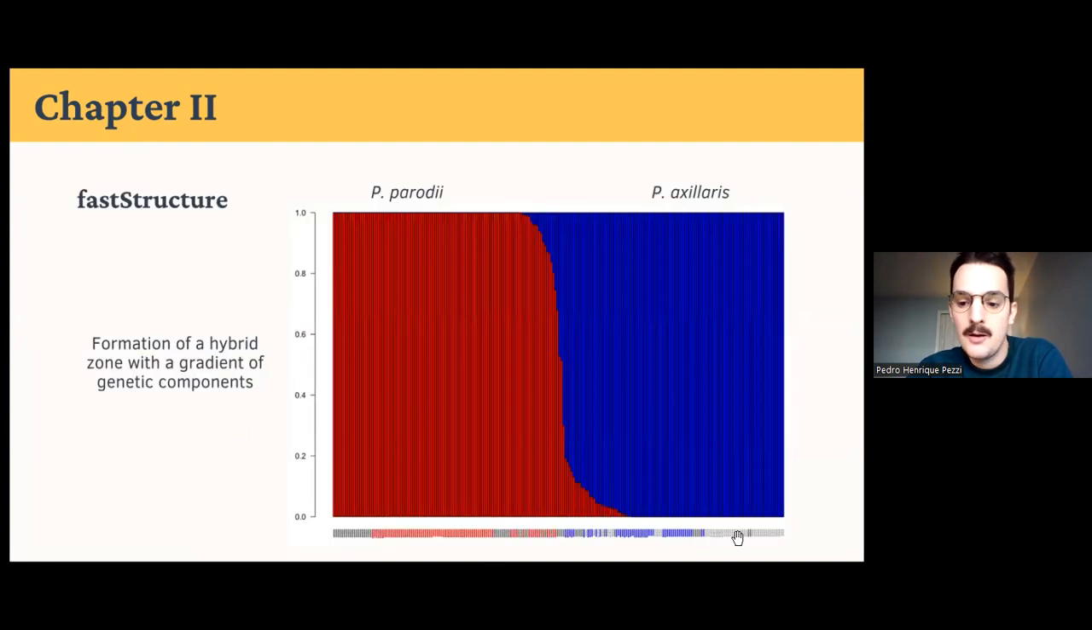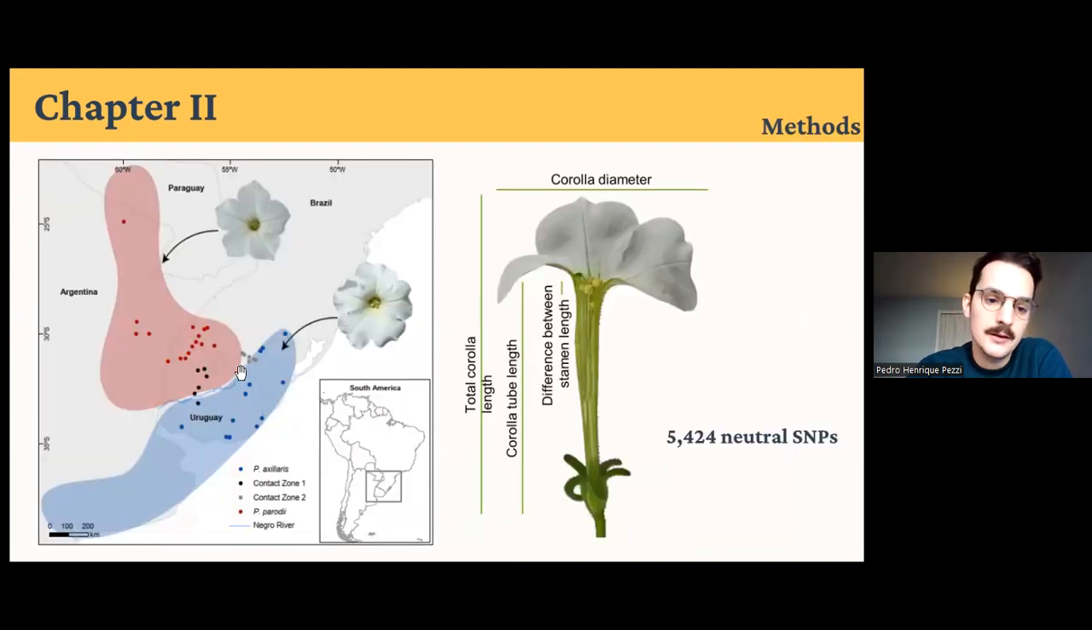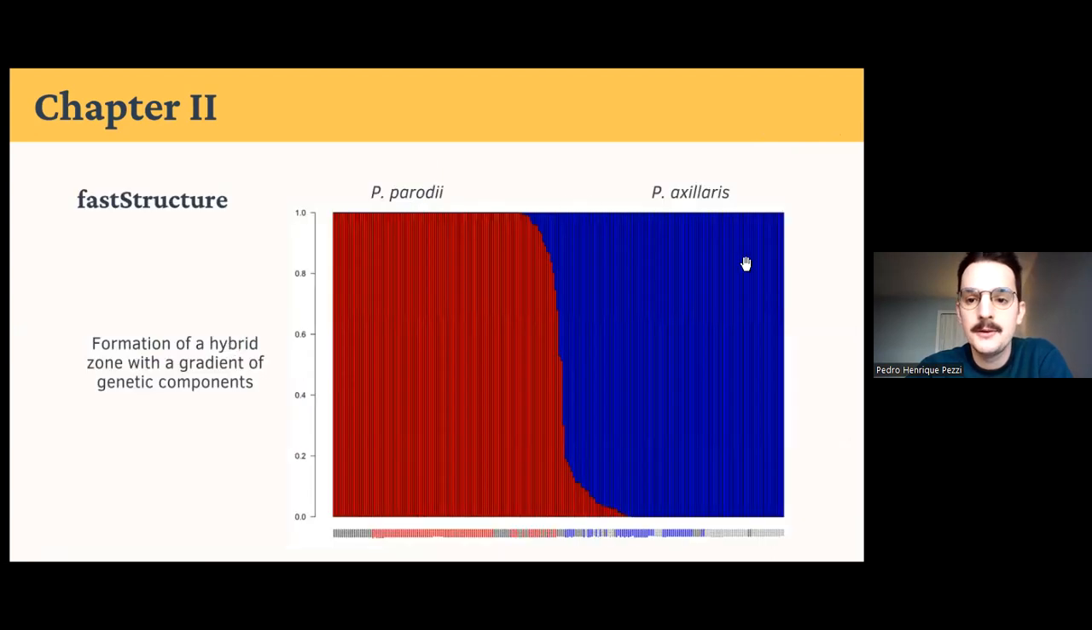But most of the individuals here from contact zone two fall within the Petunia axillaris cluster. But this is a very nice figure because it shows the gradient that we expect to see in hybrid zones, as I showed you in the figure on the introduction slides with the fishes. So we see a beautiful gradient between Petunia parodii and Petunia axillaris.